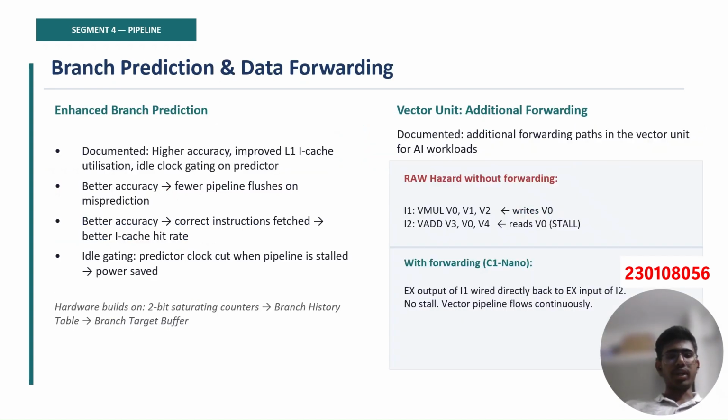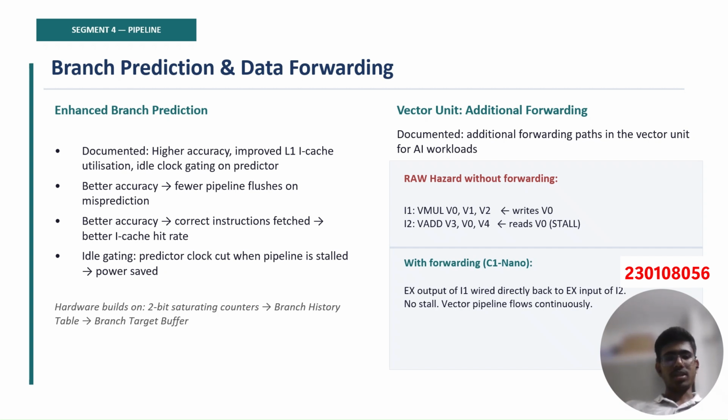Now we will discuss the branch prediction and data forwarding in the C1 Nano processor. The C1 Nano processor has enhanced branch prediction with higher accuracy, improved L1 instruction cache utilization, and idle clock gating on the predictor. Due to the better accuracy, there are fewer pipeline flushes on misprediction, and more correct instructions are fetched, which increases the instruction cache hit rate. And due to the idle gating, the predictor clock is cut when the pipeline is stalled, and the power is saved.